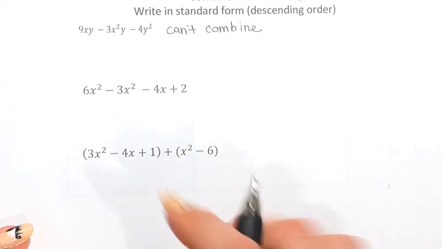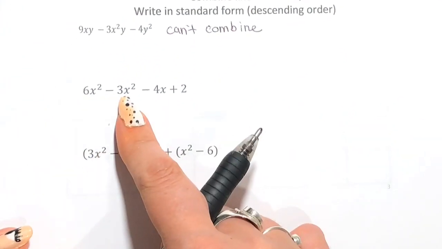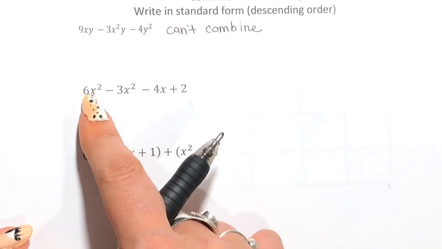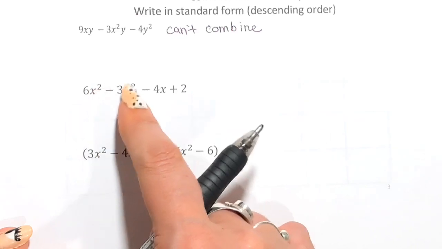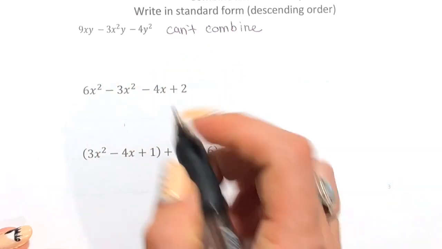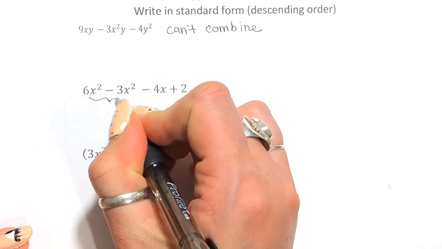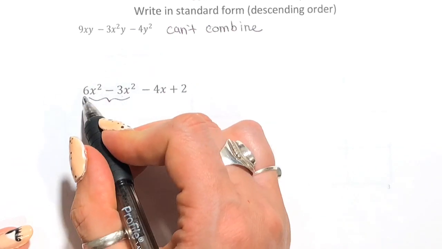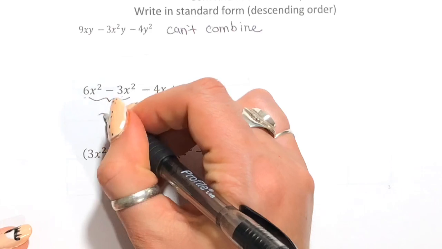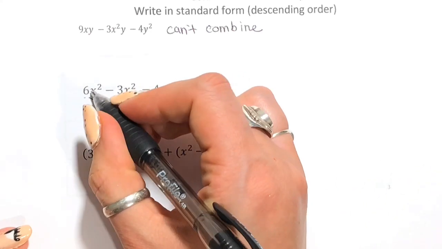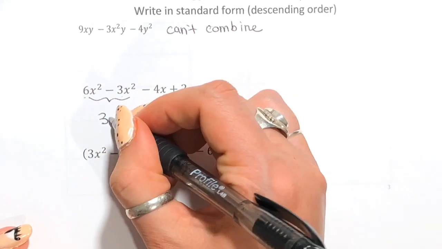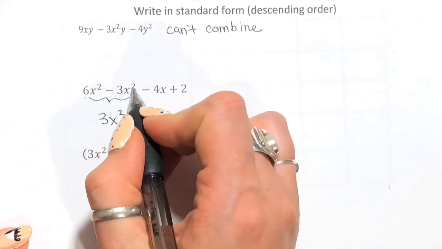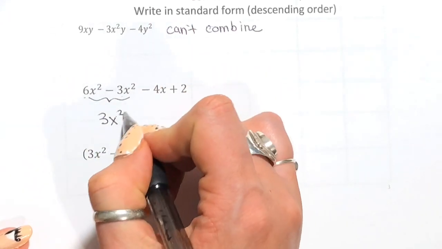So let's look at this one. We have a 6x squared, a 3x squared, a 4x, and a 2. So these are all x's, but only these two are squares. So we can combine these two by taking their coefficients and subtracting them. So 6 subtract 3 is 3, and then you aren't going to change the variable at all. It's just going to stay x squared. So sometimes I'll see students subtract the exponents and do 2 minus 2 and do a power of 0.